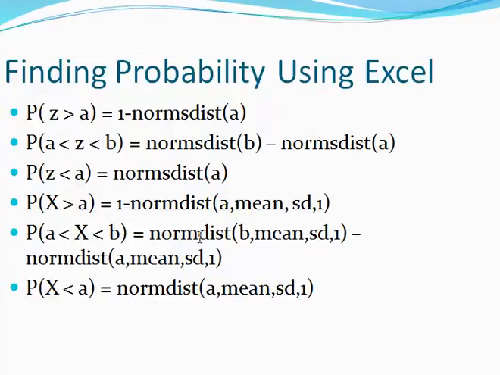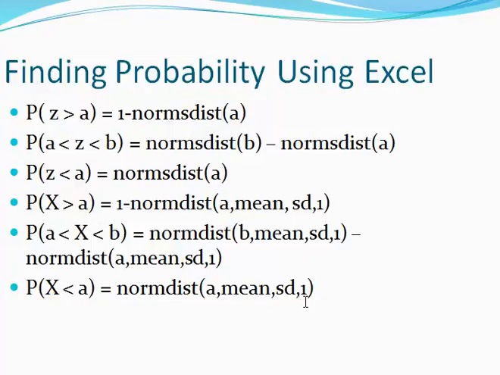Now if it is not a standard normal distribution, such as the probability x greater than a number, we will use 1 minus NORM.DIST. Be careful with these two functions. For non-standard normal distributions, there is no S. After you put in the x value, you need to put in the mean and standard deviation, and finally put comma 1.